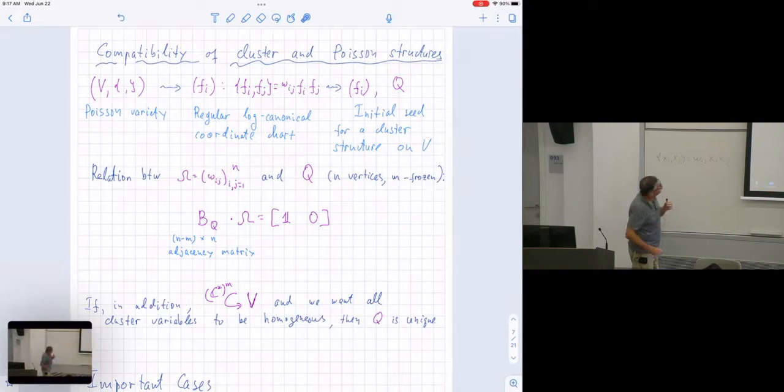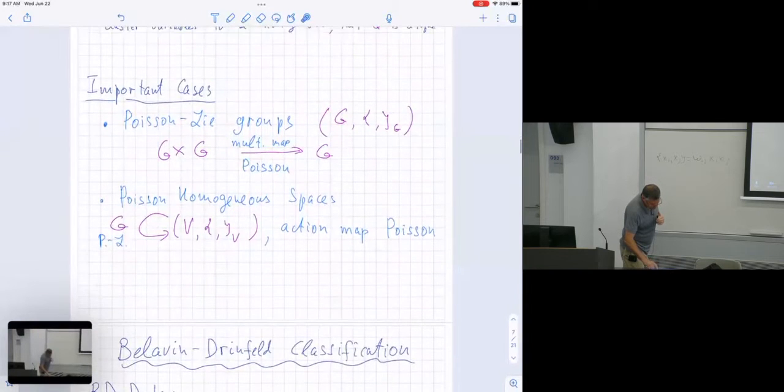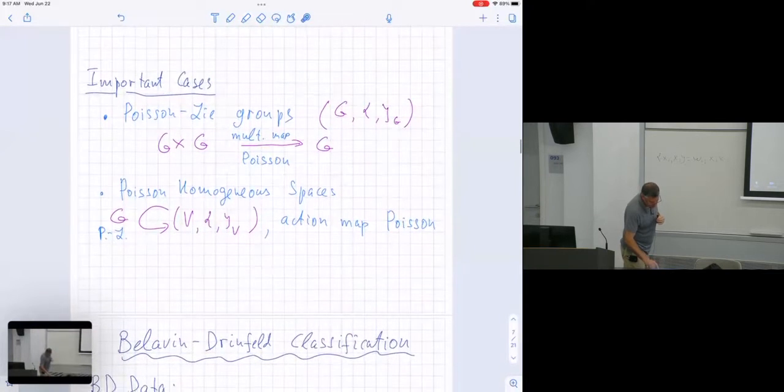So this is a general setup, and of course there is question number one: how do you find this initial coordinate system, which is very ad hoc? And then completeness is also usually difficult to prove, but here are some important cases. And the most important cases are Poisson-Lie groups.